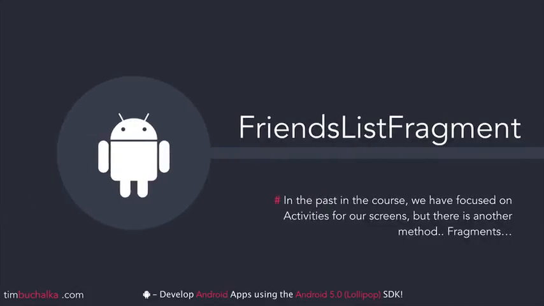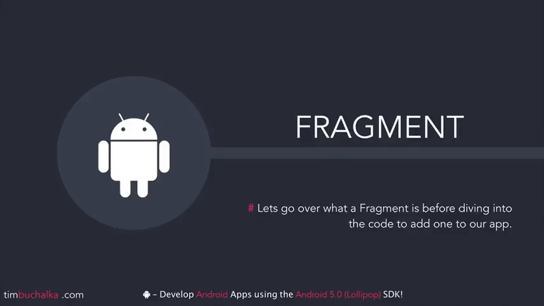So in the past, in the course, we've focused on activities for our screens, but there is another method, and that's to use fragments. So in this friends list fragment class that we're going to create, we'll be using those fragments. But let's start with a basic question. Fragments, let's go over what a fragment is before we actually dive into the code.